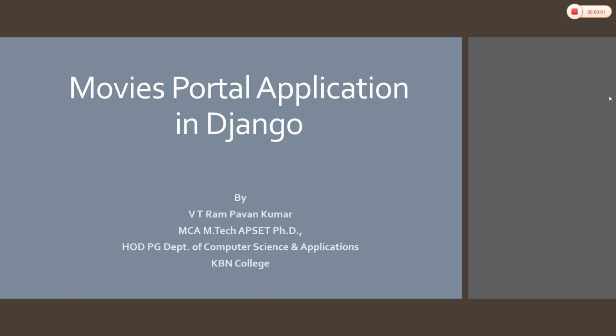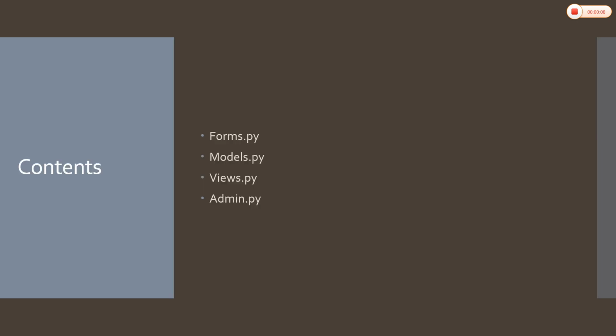Good morning, students. In this session, we are going to learn how to develop a movie portal application in Django. The movie portal application is going to be developed by using forms.py, models.py, views.py, and admin.py files. Here we are going to create a new file with the name forms.py in our application, and we are going to add views.py.